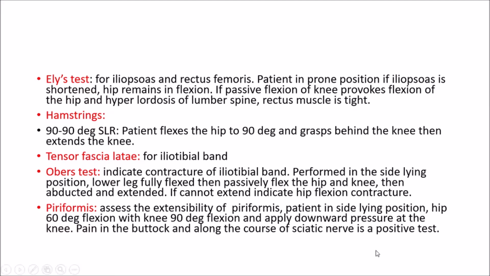Next is to check the tensor fasciae latae. For the tensor fasciae latae, we check the iliotibial band. To check this, we perform the Ober's test, which indicates the contracture of the iliotibial band. In this, the patient will be in a side-lying position. The lower leg will be fully flexed to eliminate the lumbar lordosis, and the examiner then passively flexes the hip and the knee to 90 degrees, and the leg is abducted and extended. If a patient cannot extend the hip, this may indicate a possibility of a hip flexion contracture.